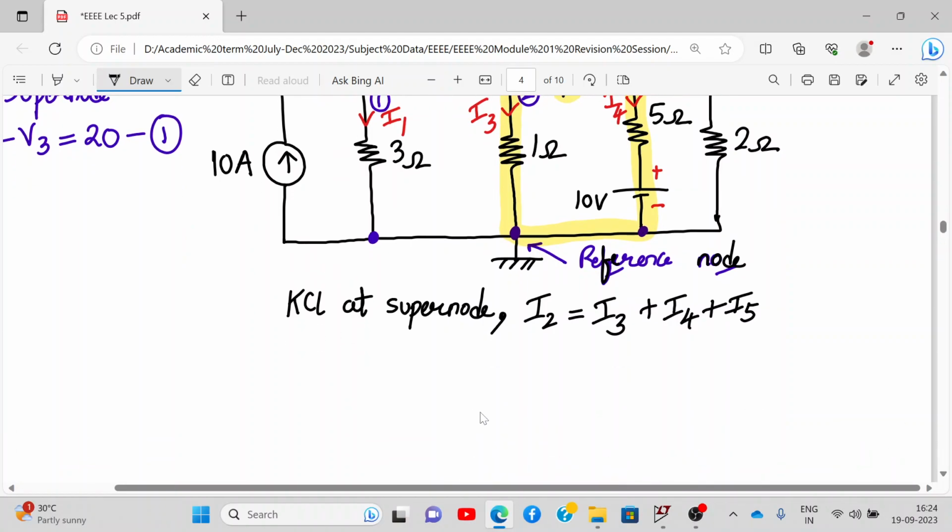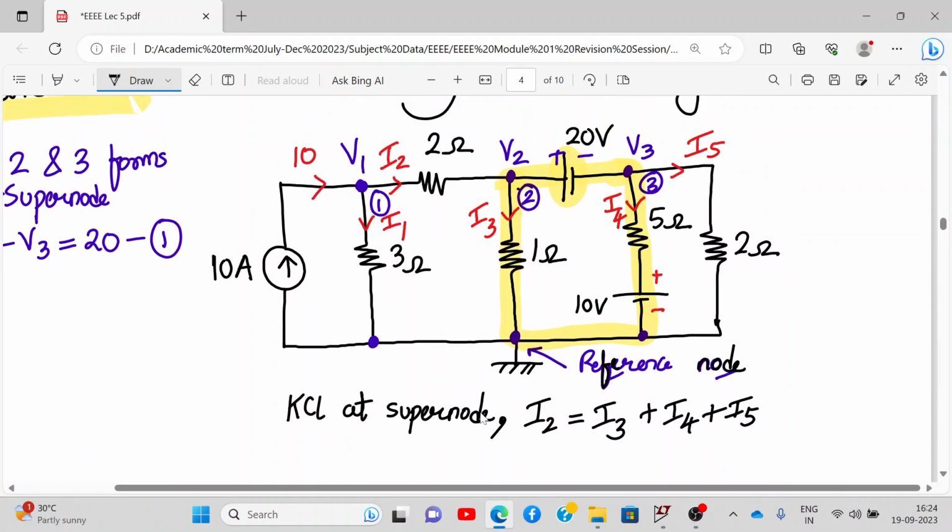Now next, I2 will be V1 minus V2 upon 2. I3 will be V2 upon 1. I4 will be V3 minus 10 upon 5, and I5 will be V3 upon 2.